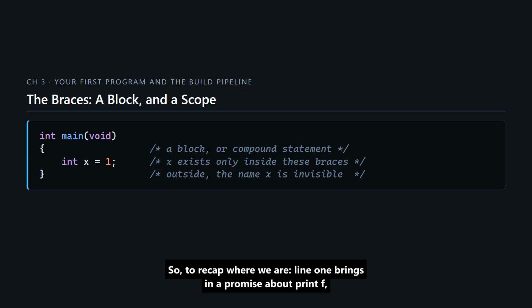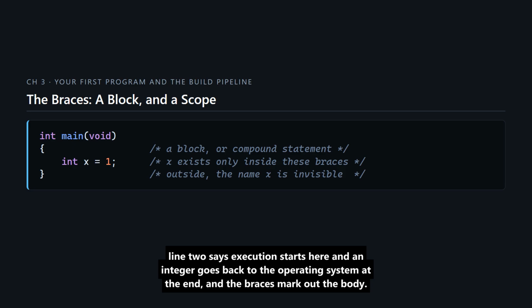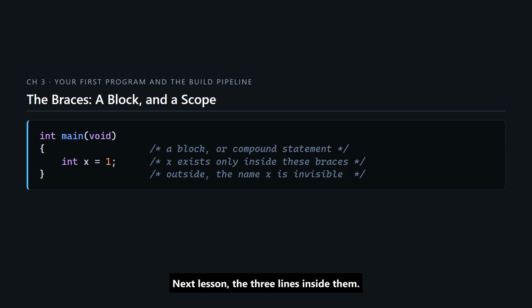So, to recap where we are, line 1 brings in a promise about printf. Line 2 says execution starts here and an integer goes back to the operating system at the end, and the braces mark out the body. Next lesson, the 3 lines inside them.